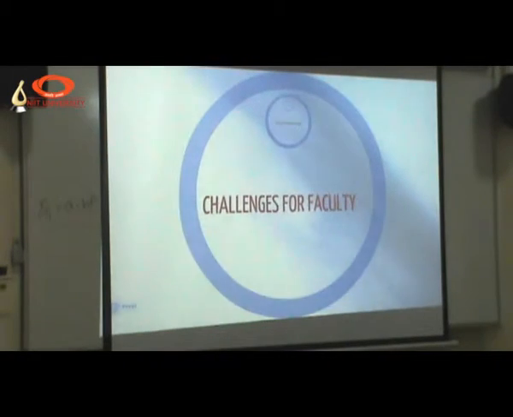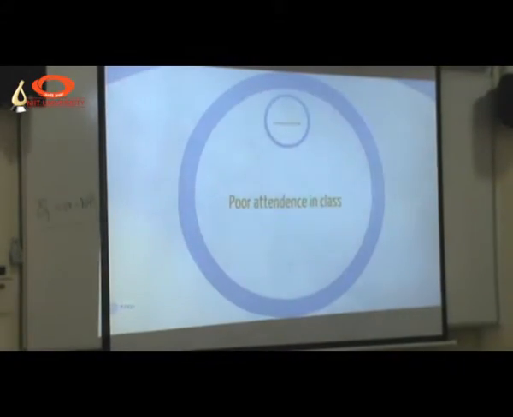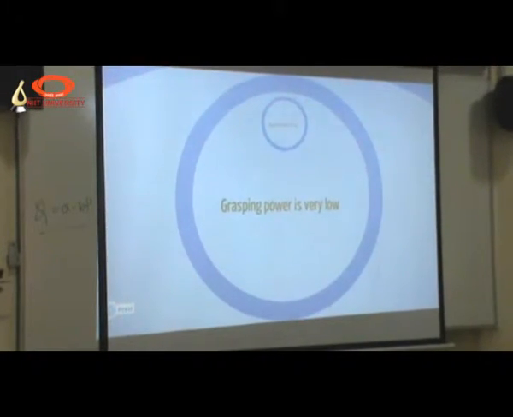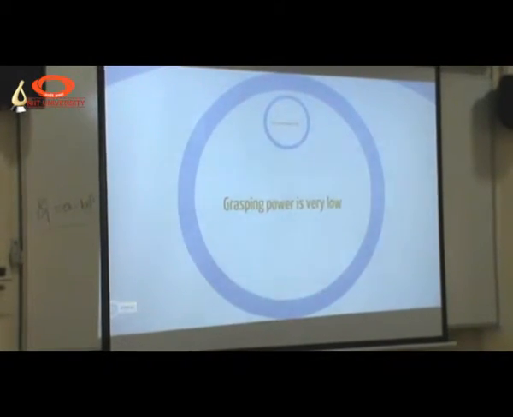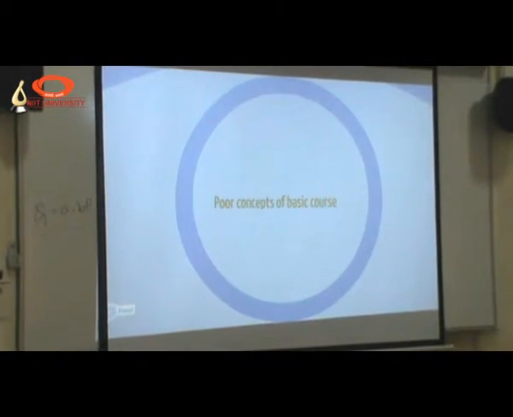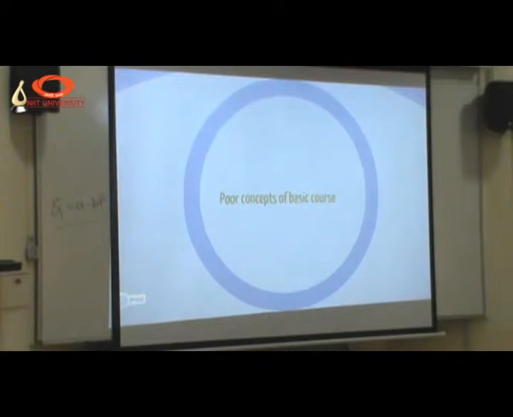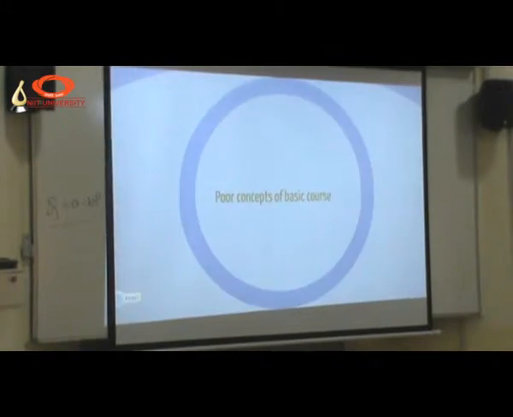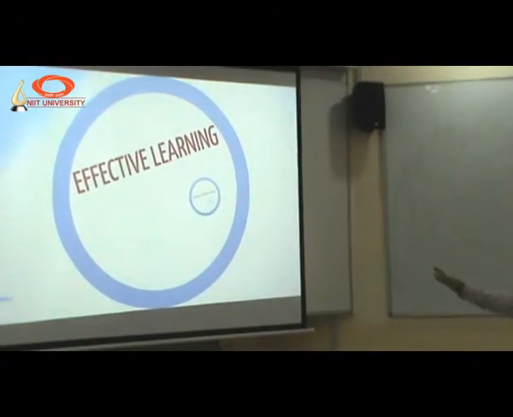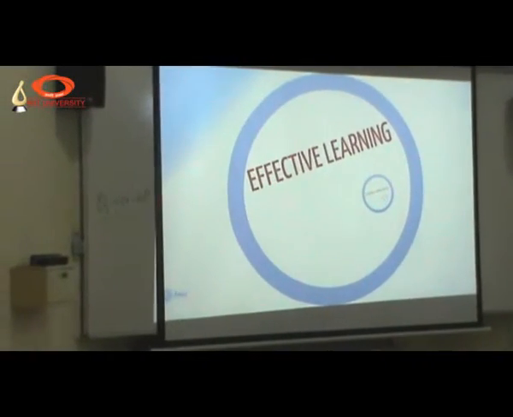So those were the different students available in the class, and then come the challenges for the faculty. The first one is poor attendance in the class. The second is that grasping power is very low. Sometimes you deliver, but the students are not able to cope with the speed. The third is poor basic concepts. If the course is analog electronics, it goes in sequence with electrical circuits, and if the students are not performing well in that course, then analog electronics is again very difficult to understand. So these were the challenges for the faculty and for the students.